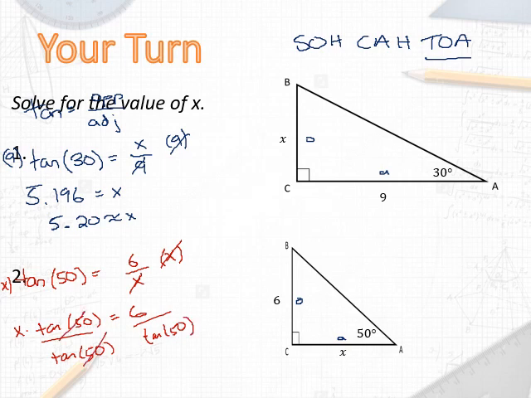And you get 6 divided by tan 50 is equal to x. So 6 divided by tan of 50 is 5.03. That's a terrible x. X is equal to 5.03, and the next digit was 4, which is just going to be 5.03. Should be good to go.